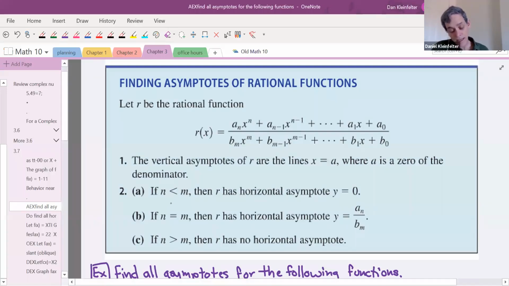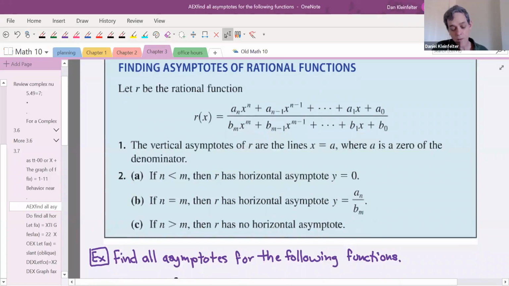If n is smaller than m, that is the degree of the top is smaller than the degree of the bottom, then the x-axis makes a horizontal asymptote, the line y equals 0. If they have equal degree, if the n is equal to the m, then you get the quotient, y equals the quotient of those two leading coefficients. If the numerator degree is bigger, then there's no horizontal asymptote.